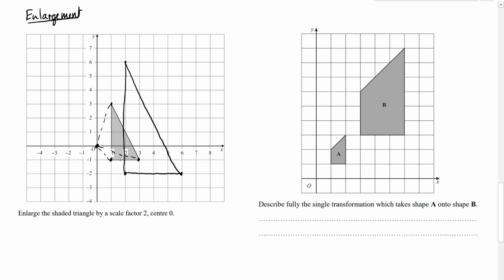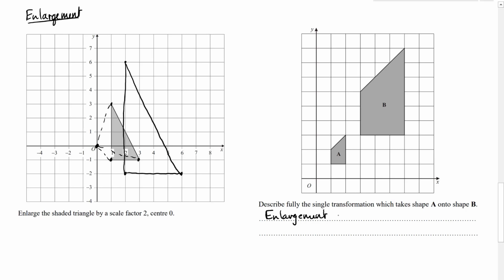And then lastly, describe fully the single transformation which takes shape A onto shape B. So because we know it's gotten bigger, it's an enlargement. We also need to know the scale factor, but we can look at the scale factor because we can see that this length is 1 and this length is 3. So this thing must have been enlarged by a factor of 3, because if you look on all sides, this is 1, this is 3, this is 2, this is 6, so it's 3.